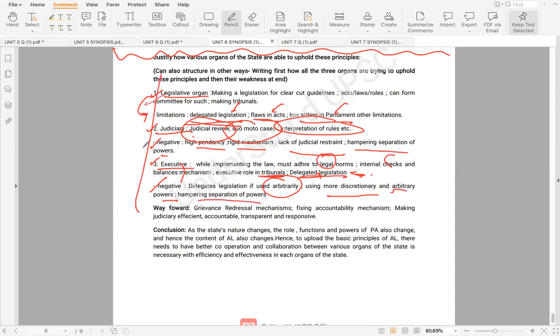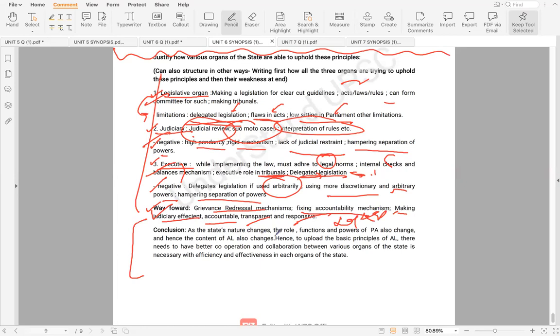So legislature, judiciary, executive, how are they doing it and what are the negatives with it? Try to come up with a common way forward for all the three so that you can counter the negatives or the limitations of the three. Grievance redressal mechanisms, fixing accountability, making the judiciary efficient, accountable, transparent, responsive. So will the legislature and executive, right?